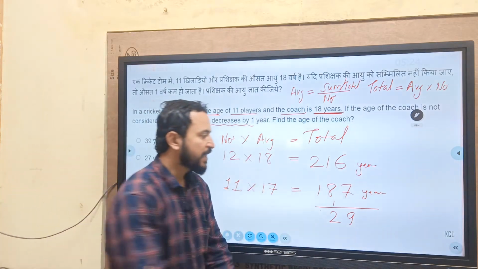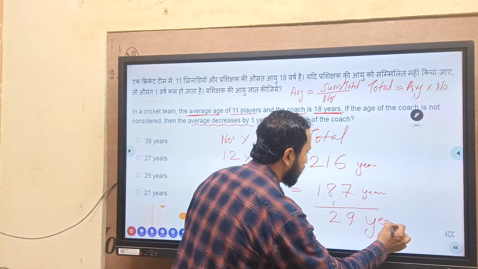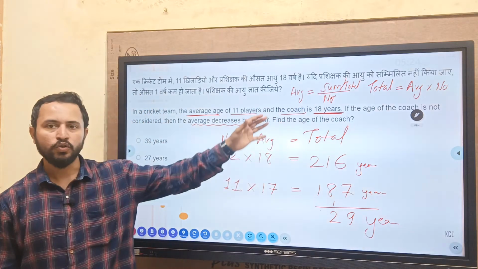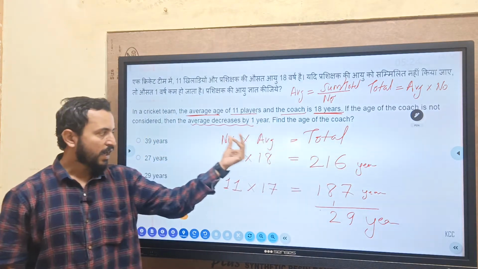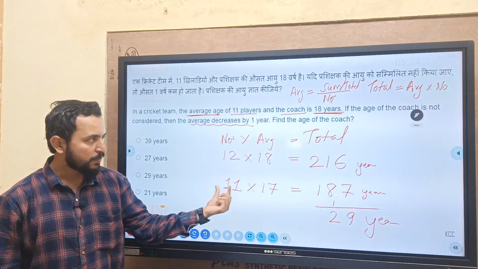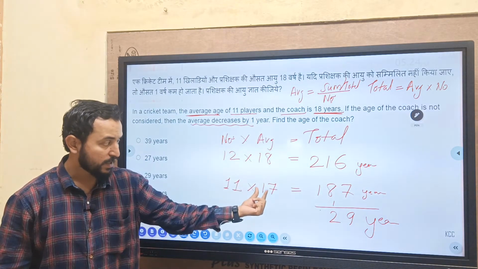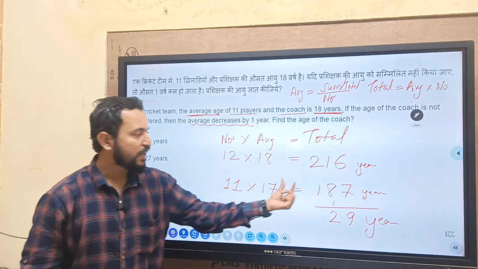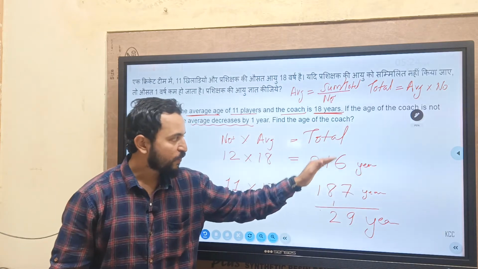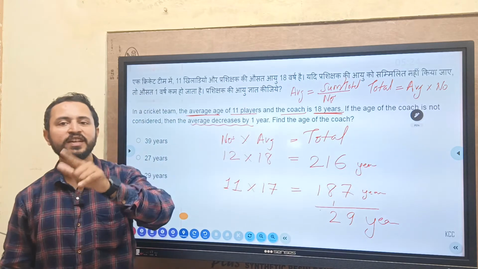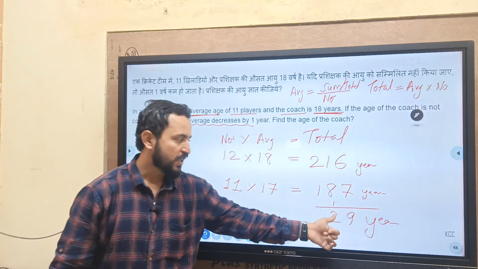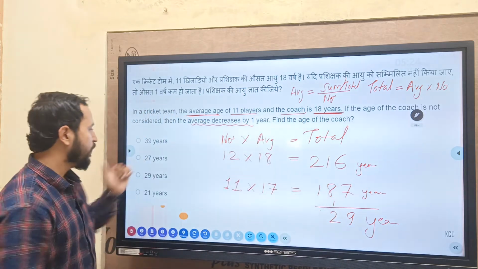So this 29 years is nothing but the age of this coach, because the total age of 12 persons, from it one person is reduced, so 11 persons, the average decreased by one, 11 into 17, 187 years. So do the difference. What should the difference be? 29 years. So the difference is the coach's age. 29 years is the age of the coach.